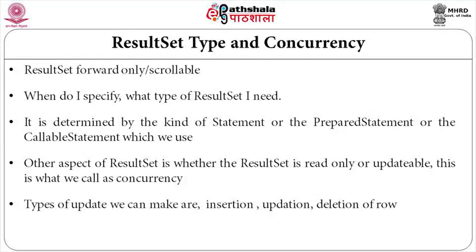But where do I specify what type of result set I'll need? It is determined by the kind of statement, prepared statement or callable statement which you use. How do you create a statement? Just say createStatement. In the connection, that method is overloaded. You could pass an integer as a parameter here. That integer value can be a constant available in the ResultSet interface. So the ResultSet interface has TYPE_FORWARD_ONLY, TYPE_SCROLL_SENSITIVE, and TYPE_SCROLL_INSENSITIVE.